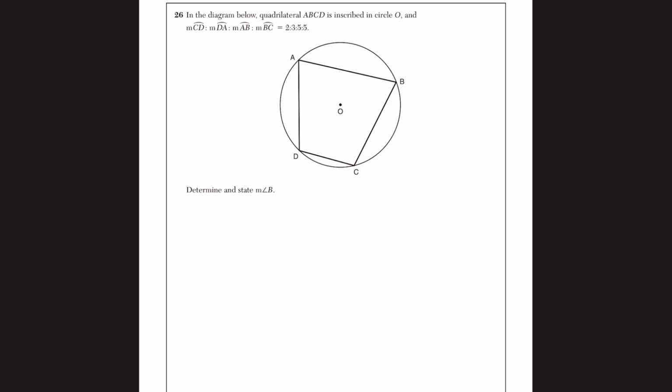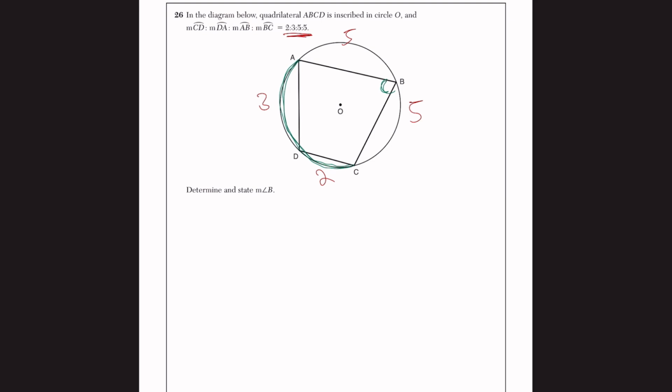Question 26. In the diagram below, quadrilateral ABCD is inscribed in circle O, and these arc measures are all in a ratio like this. Determine the measure of angle B. So we're trying to find this angle right here. So it says that it's in a ratio of 2, 3, 5, and 5. Measure angle B is going to be equal to half the measure of AC, right? Because it's an inscribed angle.